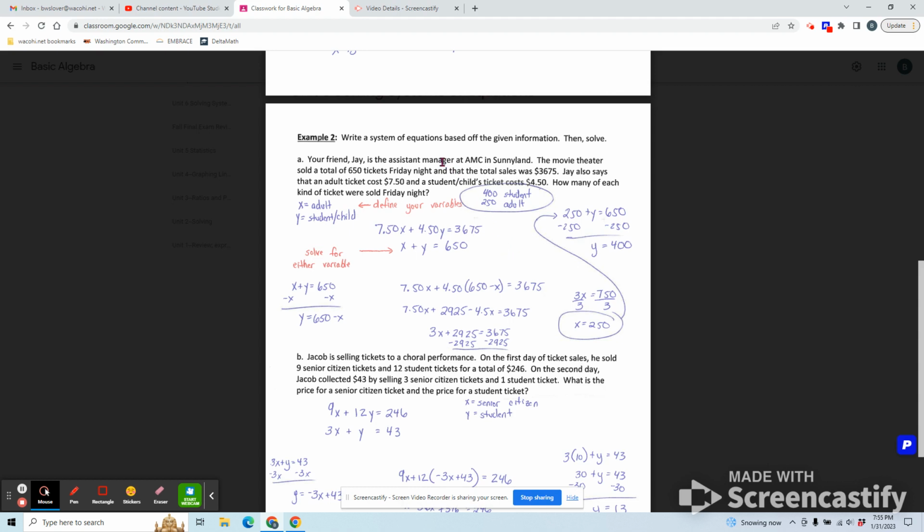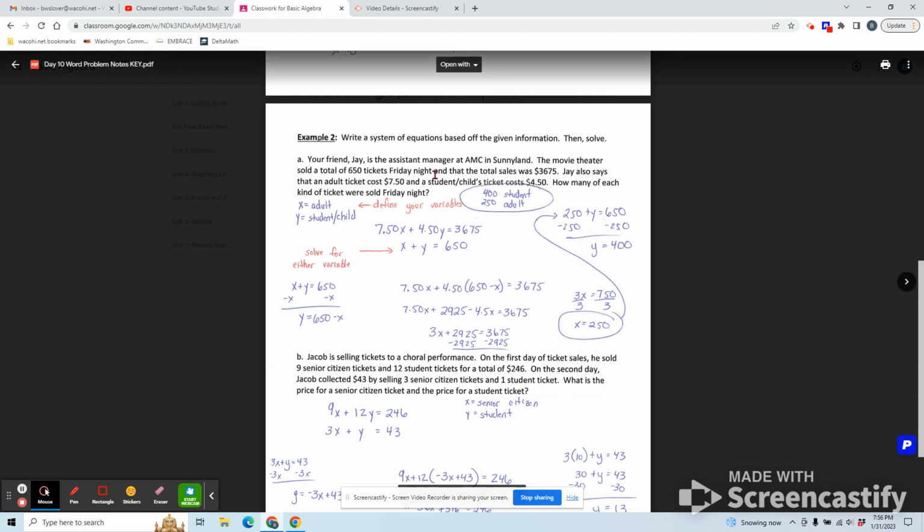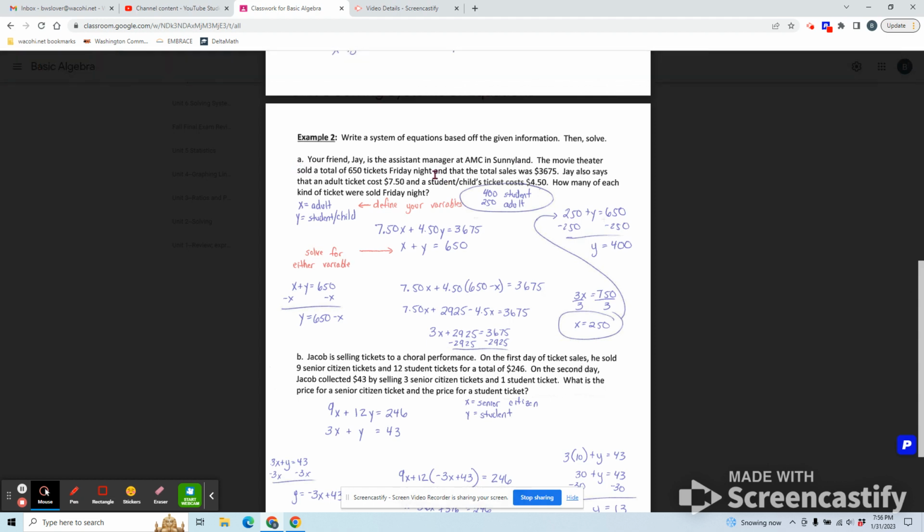So this example is a bit more involved than the last few, but it is manageable. Break it into manageable pieces. Read a sentence, read two sentences, underline the important information, and try to write down an equation if you can based off that one or two sentences.